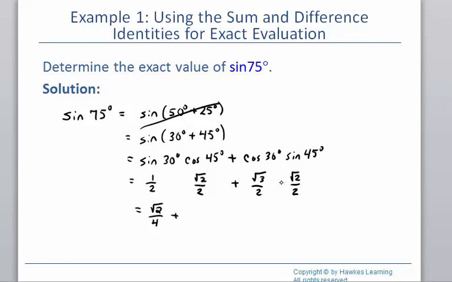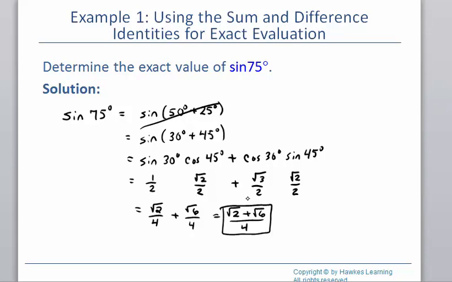We'll multiply our second set. Square root of 3 times square root of 2 is square root 6. 2 times 2 on the bottom is 4. All right, and so our final answer is going to be, I'm going to push those fractions together, square root of 2 plus square root of 6 over 4.